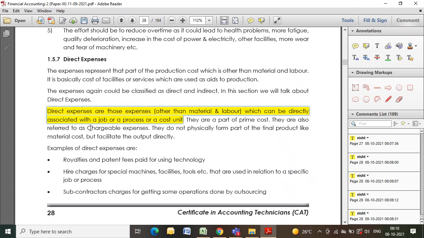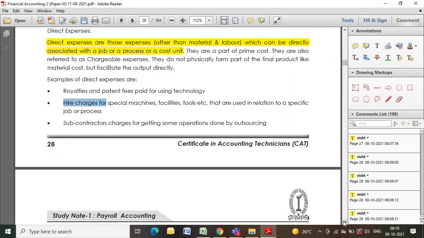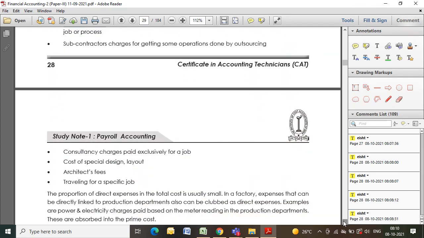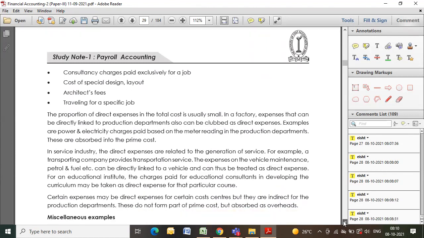And they are also chargeable because you charge to your material. And then there is a question also. In the exam, they might ask you a question in regard to what are direct expenses, right? So you need to understand that these are direct expenses: royalties and patents, hire charges for special machines in relation to a specific job, subcontractor charges. These are all direct expenses. Please note all these because definitely a question might come to you.